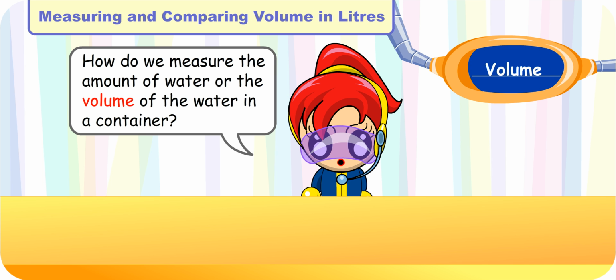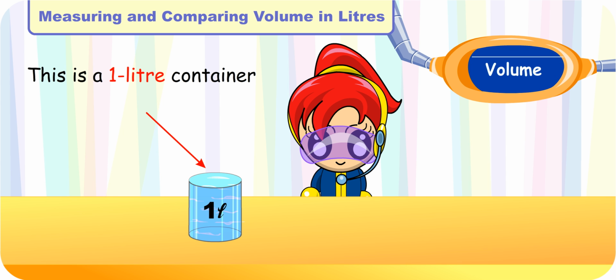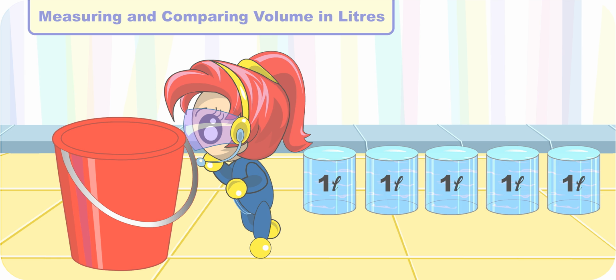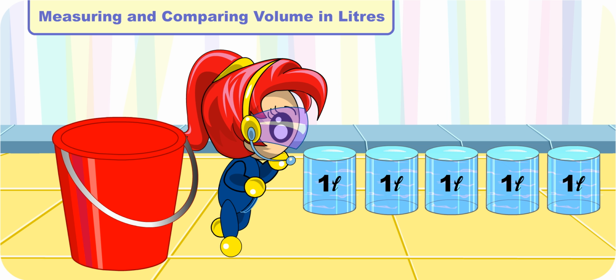How do we measure the amount of water or the volume of water in a container? We have to use containers that have liter markings on them to measure volume. This is a 1 liter container. The volume of water in this container is equal to 1 liter. L stands for liter. If I want to fill this pail with 5 liters of water, I will need to fill up this 1 liter container with water and then pour the water into the pail 5 times.